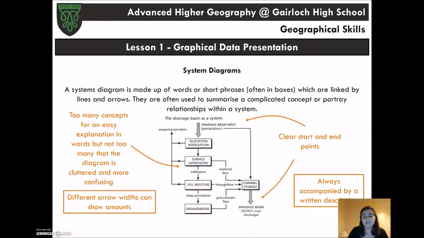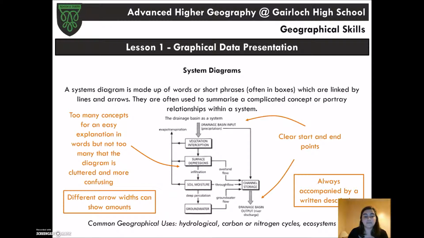And these are always accompanied by a written description. Even though we're saying imagine that big block of text and it's really confusing, still put that big block of text in, okay? Because people will jump back and forth between the systems diagram and your text. And hopefully this diagram should just clarify what your text is saying rather than replacing it entirely.